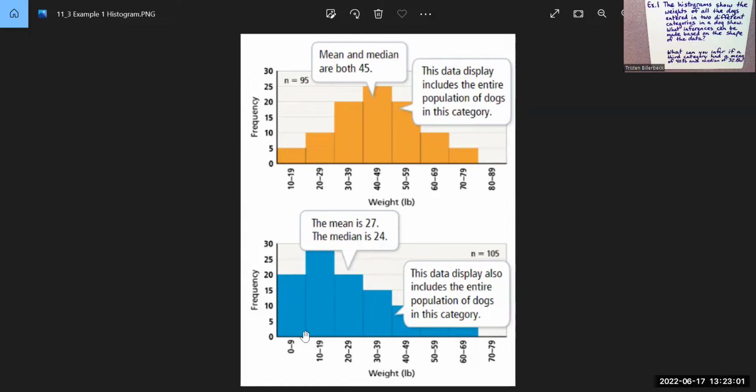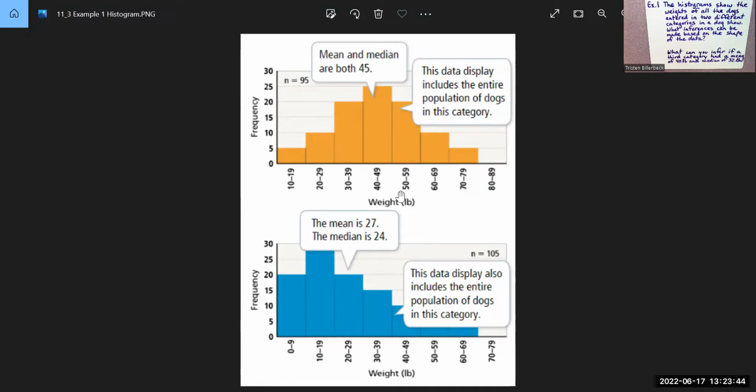Okay, so with the first one, we have the weights of dogs in 2 different categories. So we have 1 category here and 2 categories here. Okay, so if we had a third category and the mean was 40 pounds and the median was 32 pounds, well, the mean is still greater than the median at 32 pounds. So 40 pounds is much greater than 32. So the mean is on the right of the data.